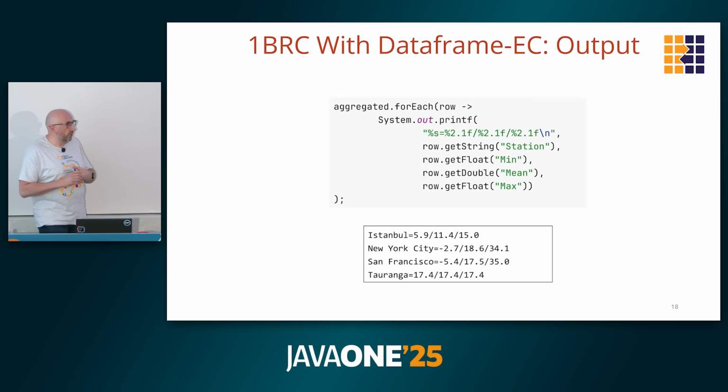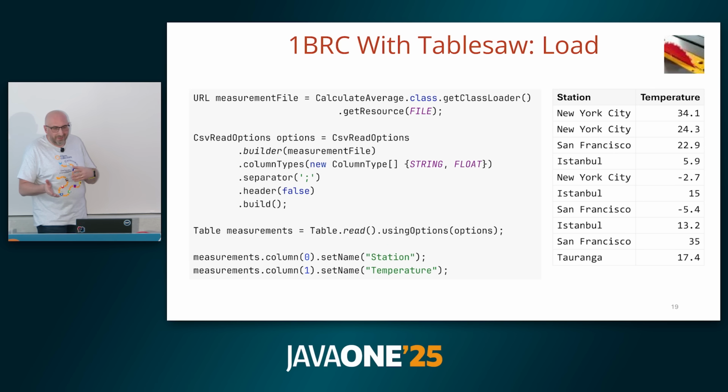Now, if you look at Tablesaw, it actually looks very similar. Same idea. You describe the file layout. You load it. In Tablesaw, the data frame type is called table, so you see table measurements. The difference being that you can't specify columns in your descriptor, so we set column names after we load the data.